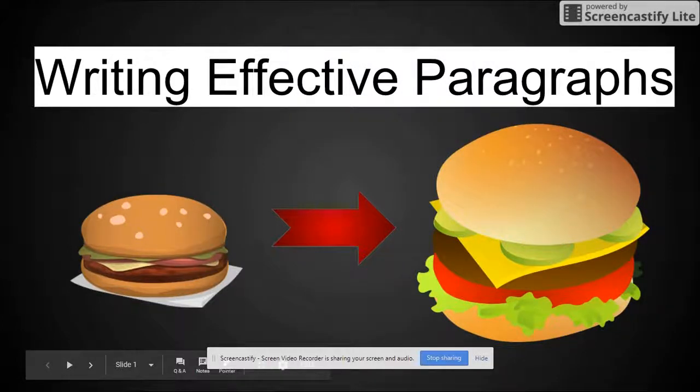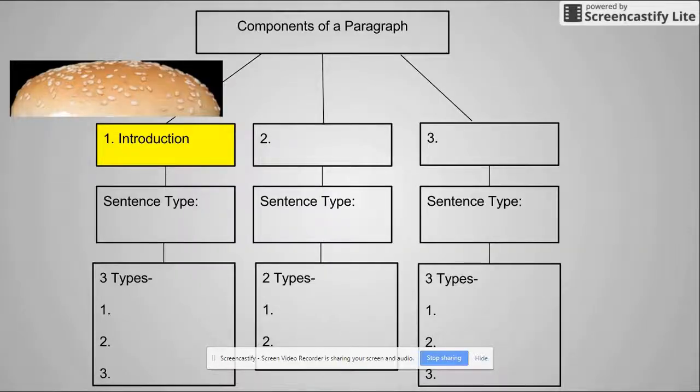Today, we're going to be talking about writing effective paragraphs. So essentially, our goal is to take kind of meager, small ideas and turn them into a delicious, yummy burger full of lots of stuff that everyone would want to eat. To break this down, we're going to look at the components of a paragraph.